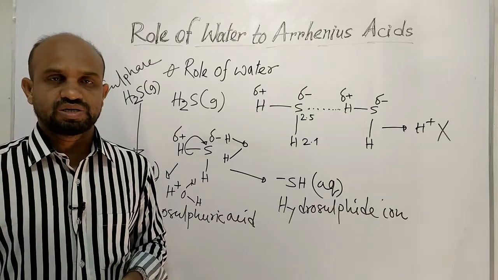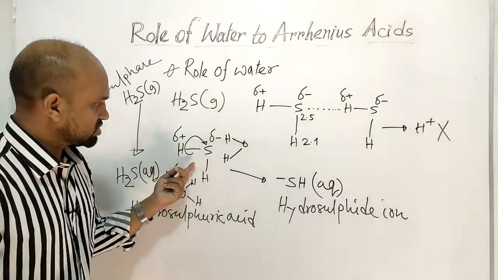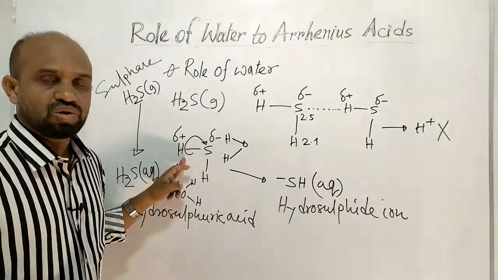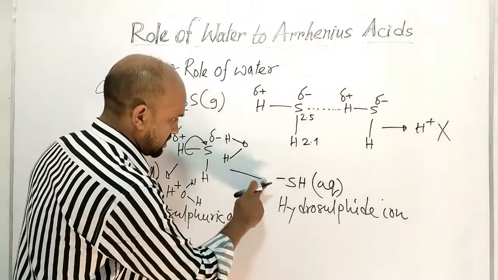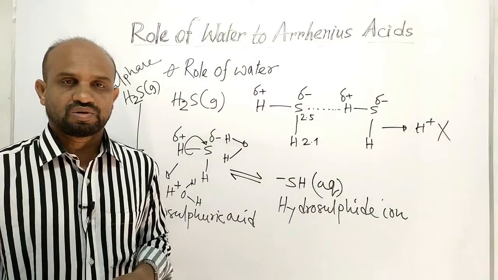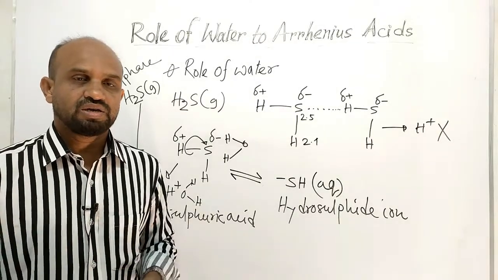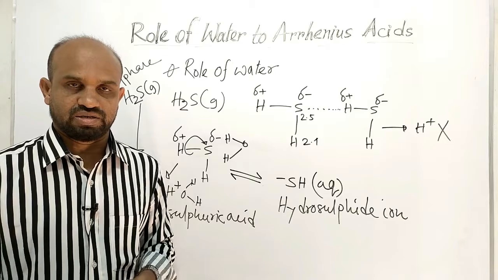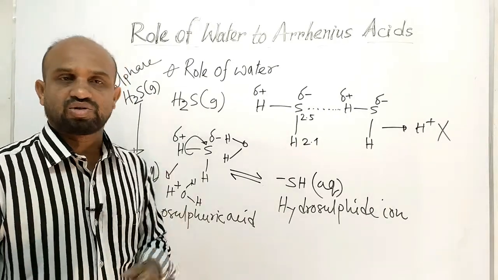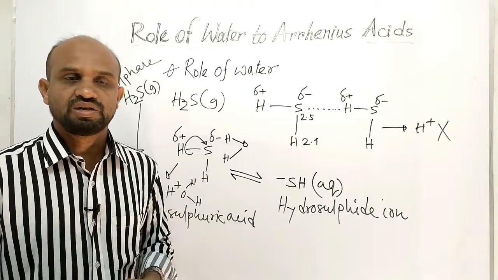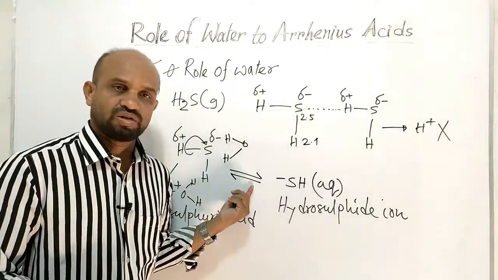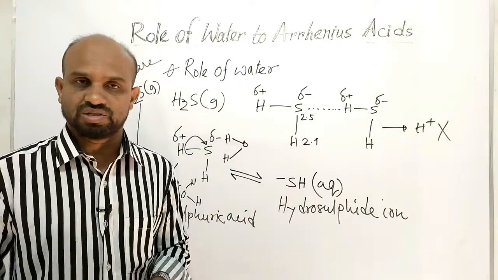Another point should be mentioned here, that is, hydrogen sulfide is a kind of weak acid because of its low electronegativity difference, and that is why here equilibrium sign is used. Because of its low polarity, it is a kind of weak acid. Low polarity, low electronegativity difference, it cannot produce protons very easily, very readily. That is why it's a kind of weak acid, and for this reason equilibrium symbol is used.